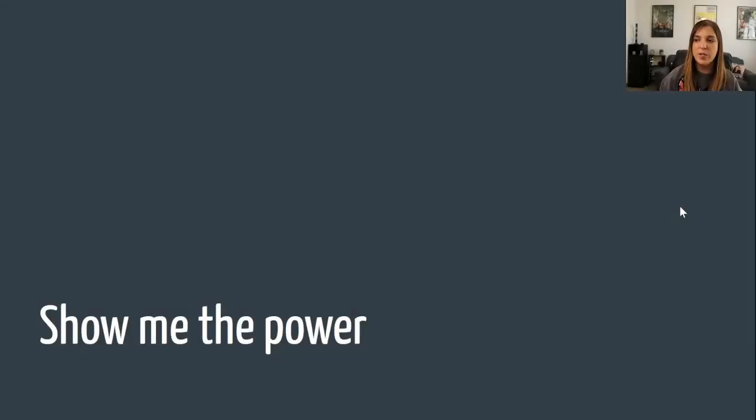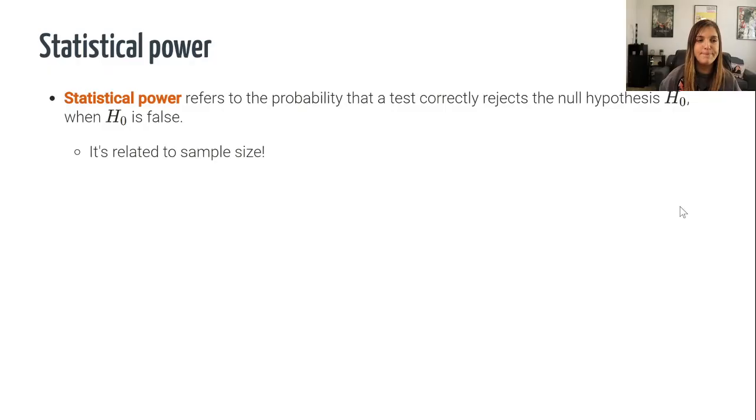Let's move on now to some power statistics. Statistical power usually refers to the probability that a test correctly rejects the null hypothesis when the null hypothesis is false, okay? So it's related to sample size. The bigger the sample, the more likely you are to correctly reject the null when the null is false.